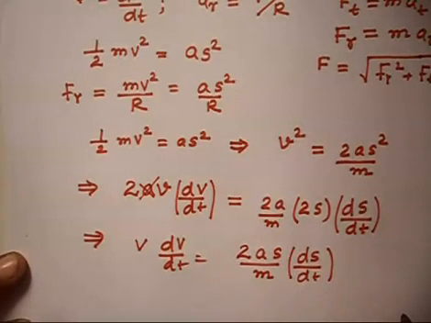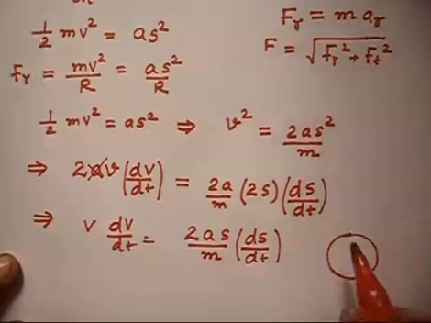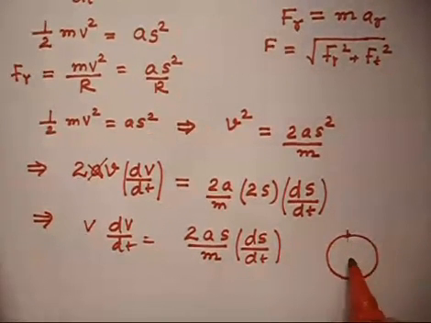Now if you see, ds by dt is nothing but the tangential velocity, so ds by dt.